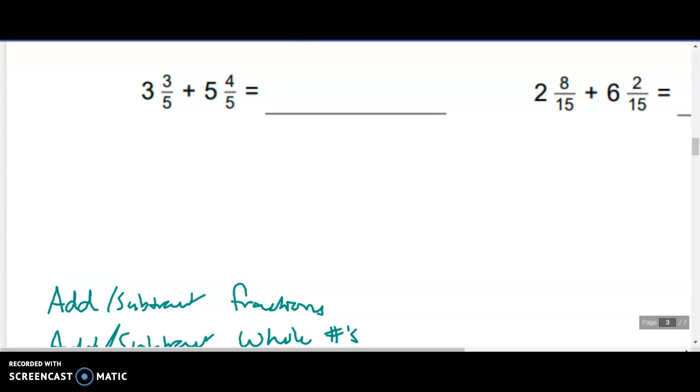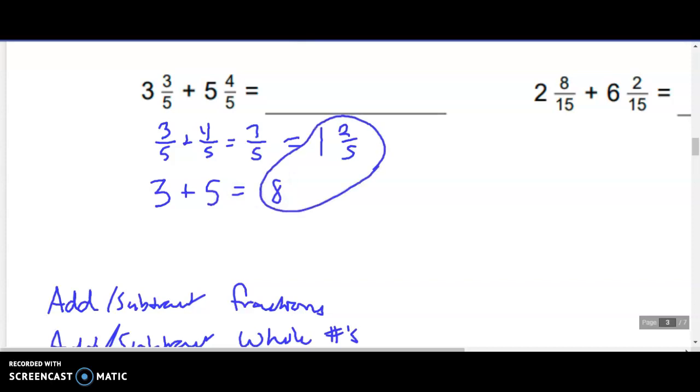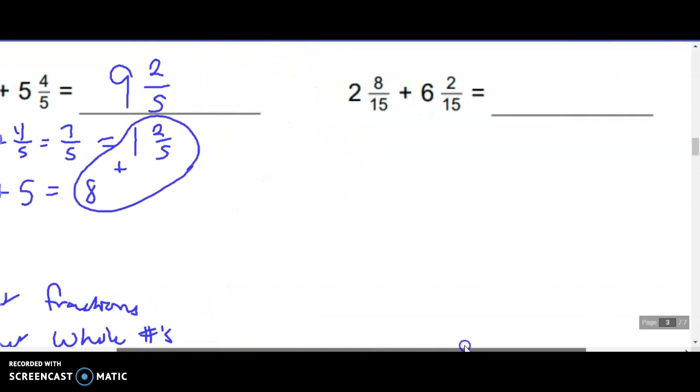So first we're going to do 3/5 plus 4/5, which equals 7/5. Well, 7/5 equals 1 and 2/5. Then those are the fractions. Now we're going to add the whole numbers. 3 plus 5 equals 8. And then we put it all together, and 8 plus 1 and 2/5 equals 9 and 2/5. This is a lot easier than changing our mixed numbers into improper fractions.